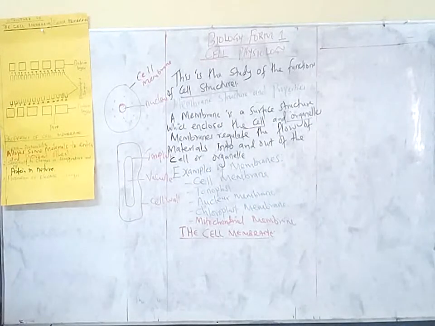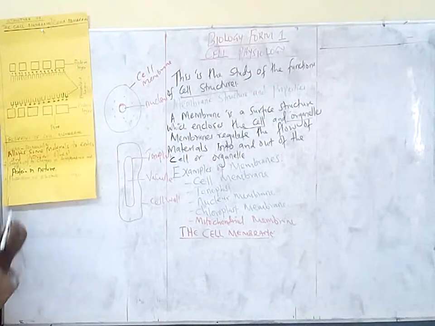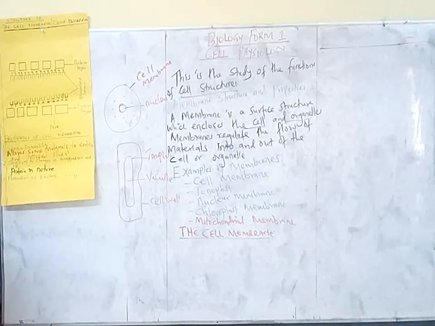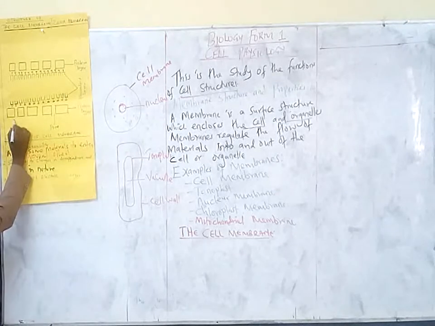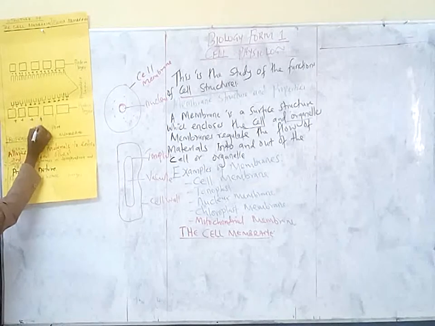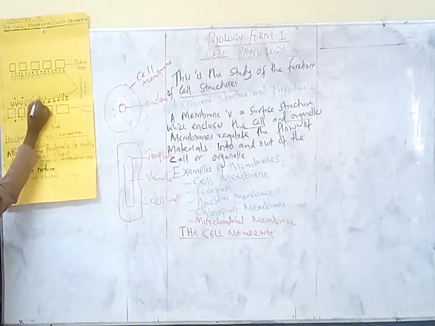Number 3 property is they possess electric charges. In another lesson, you will realize that there are some charges around here. So we can have positive charges, positive, positive, positive, negative, negative, negative, negative.